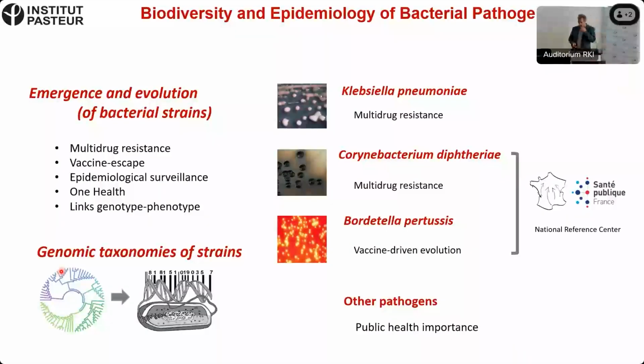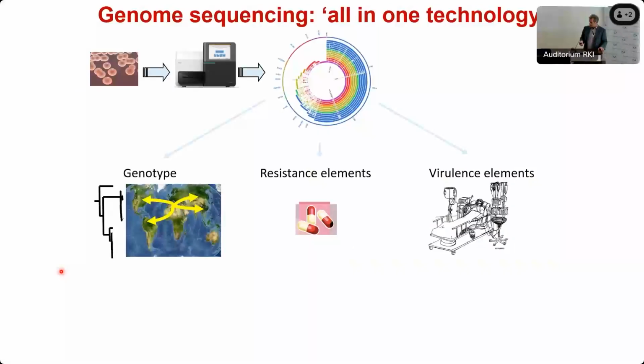All right, so in the lab, we are indeed interested in multi-drug resistance and vaccine escape, especially to explain emergence and evolution of bacterial strains. I will, as Guido kind of guessed, talk about Corynebacteria and Bordetella, and will not talk indeed about Klebsiella, although that's also an interest in the lab, especially in the field of genomic taxonomy developments.